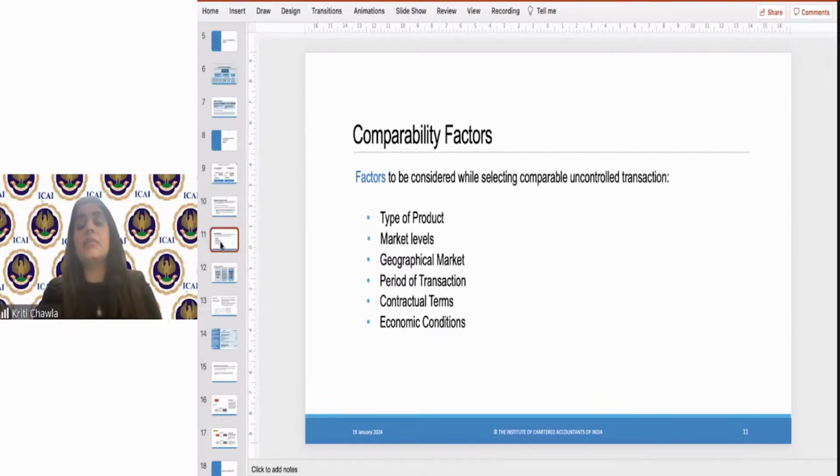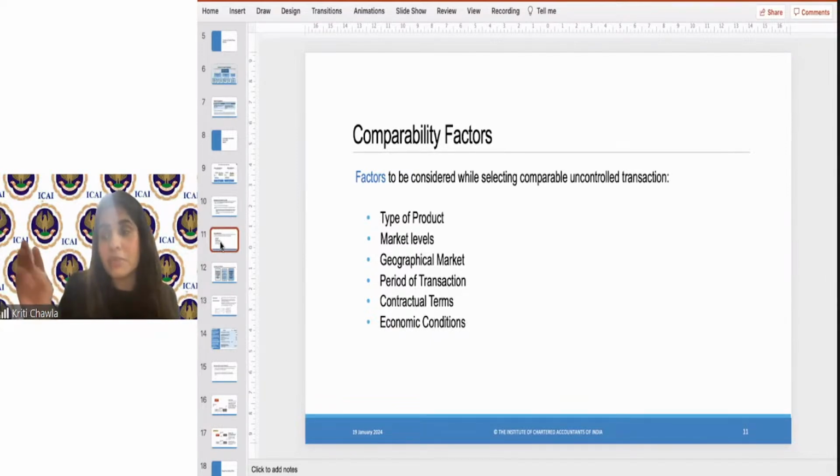Then there is something called geographical market. So if your related party is manufacturing in India, then you'll have to make sure that the independent parties you're taking as ALP under the CUP method are also manufacturing in India, because economic differences are there between countries. Maybe some kind of manufacturing is cheaper in India and it is not very cheap outside. So that kind of difference will reflect. So you'll have to make sure that the geographical market is the same.